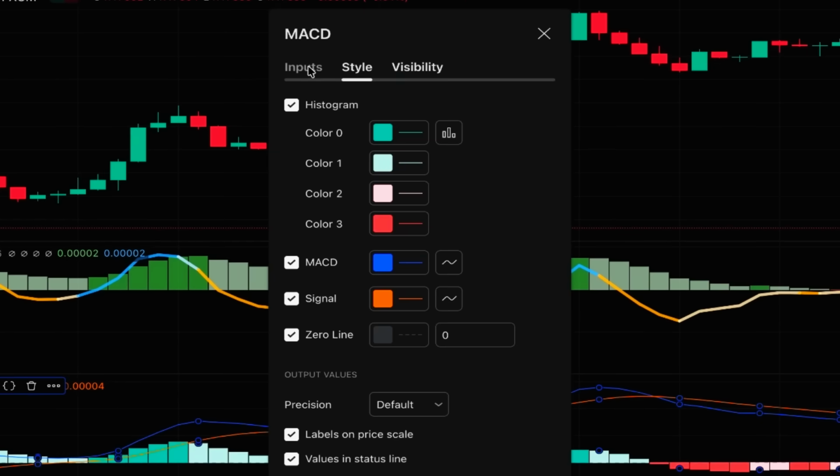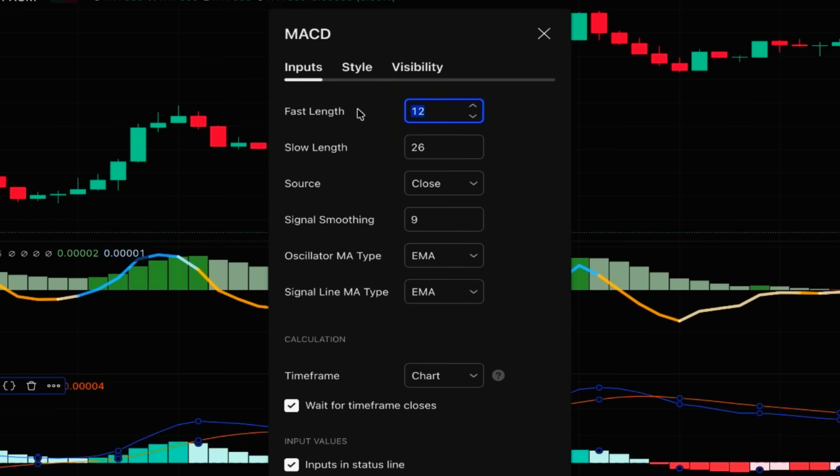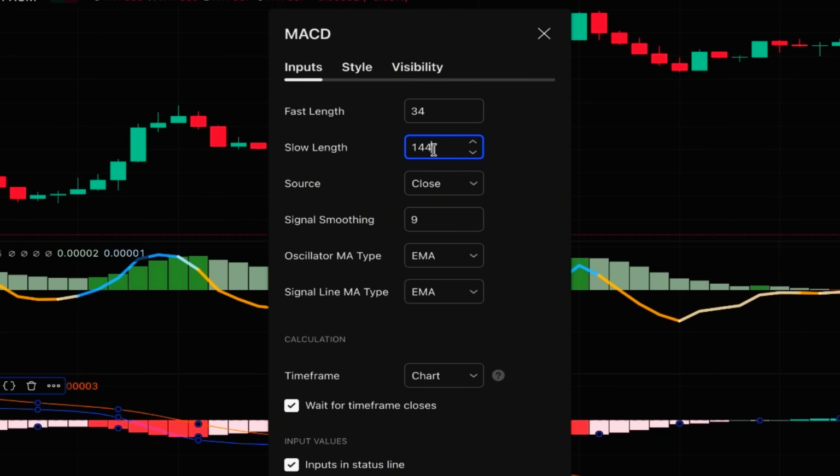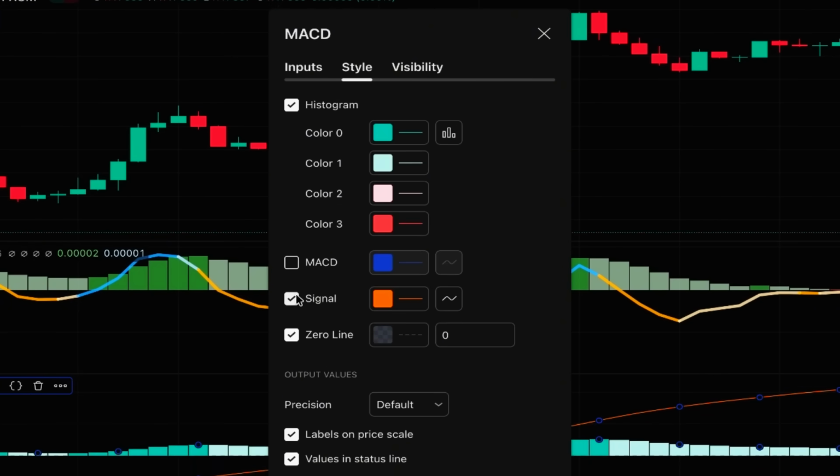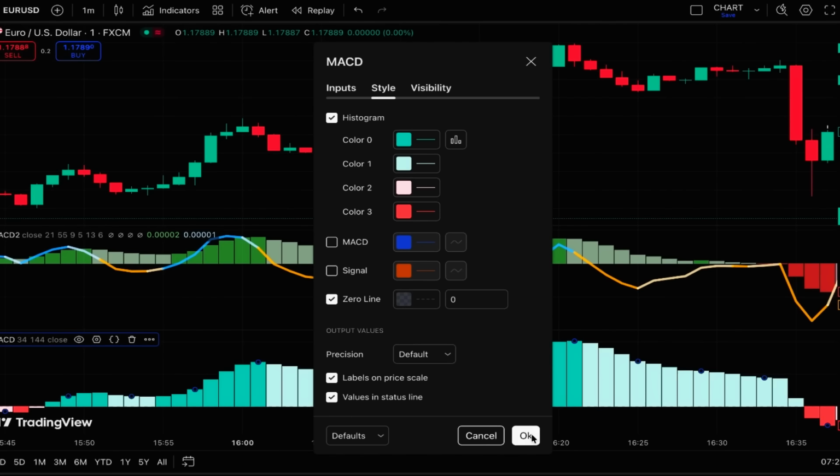First, for this MACD at the bottom, we go to the settings of the indicator, and first here in the inputs tab, for the fast length we set it at 34, and then for the slow length we set it at 144, and then we go to the style tab and we remove MACD line and signal line because we only need the histogram.